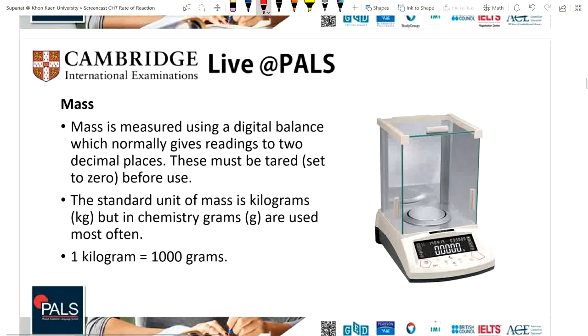And the standard unit of mass is the kilogram, but in chemistry, grams are used most often. So the conversion is 1 kilogram equals 1,000 grams, because kilo is the prefix, and kilo equals 1,000 or 10 to the power of 3. That's why 1 kilogram equals 1,000 grams.